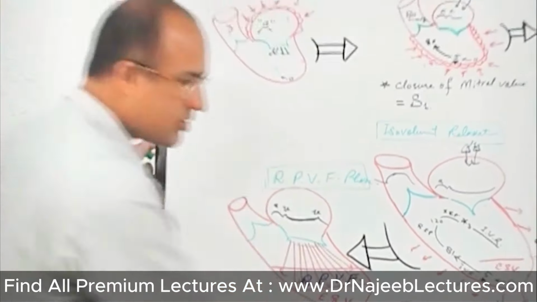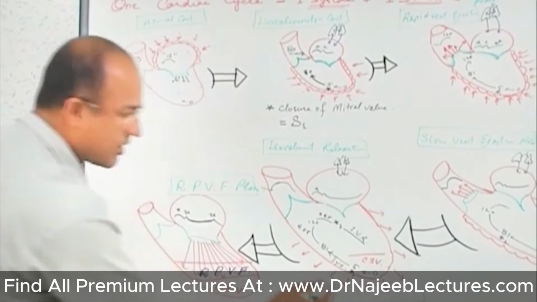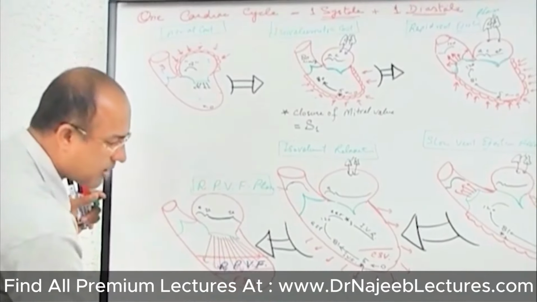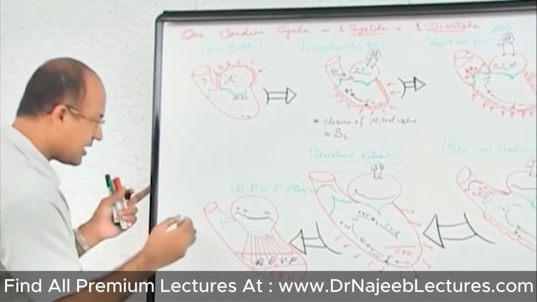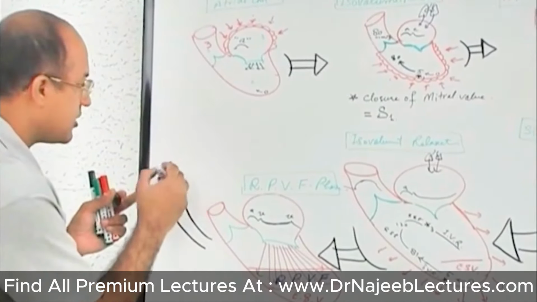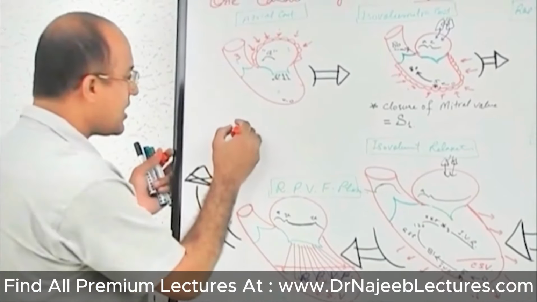Is that right? This is also ventricular diastole. Then ventricular diastole will continue, and the next phase is very important. Then what really happens during this phase? Now, in this next phase, look at this diagram very carefully.